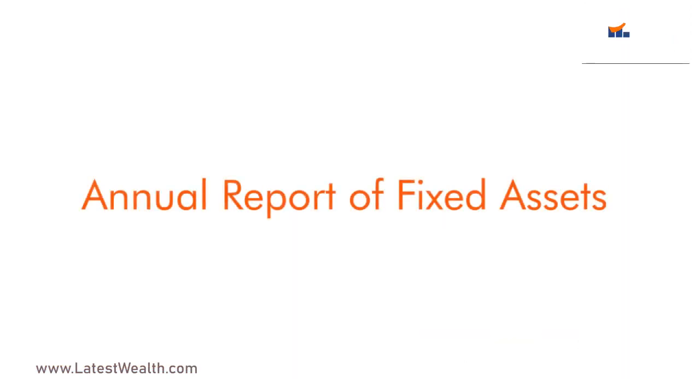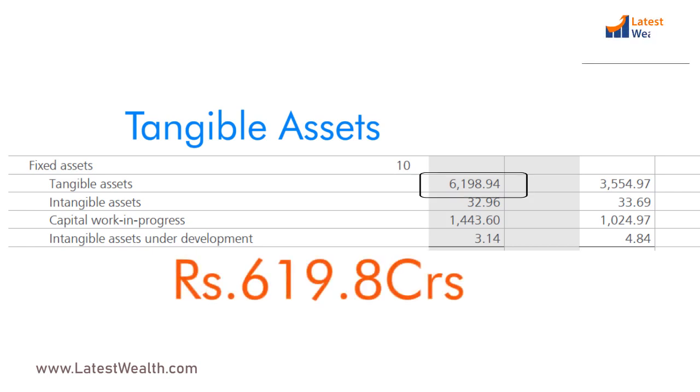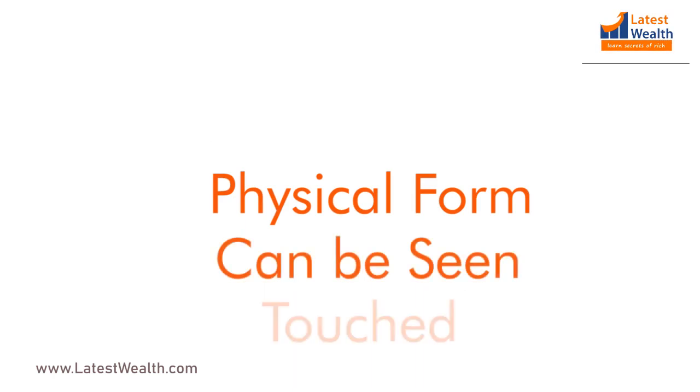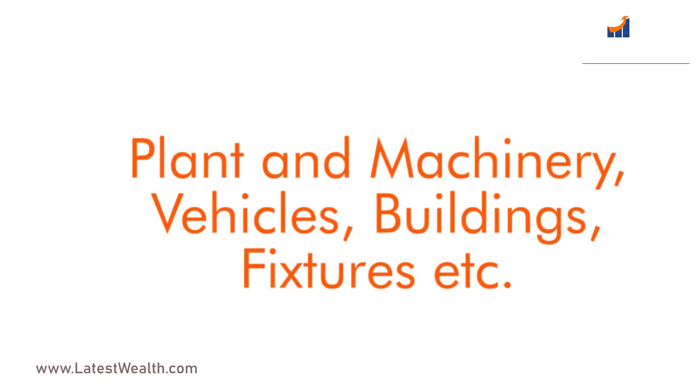Now let us refer to page number 72 of the annual report for the fixed assets of Amara Raja Batteries Limited. Come on, open page number 72. Just keep it ready with you. See, the first line item, tangible assets, is valued at rupees 619.8 crores. Tangible assets consist of assets which have a physical form. In other words, these assets can be seen or touched. This usually includes plant and machinery, vehicles, buildings and fixtures.